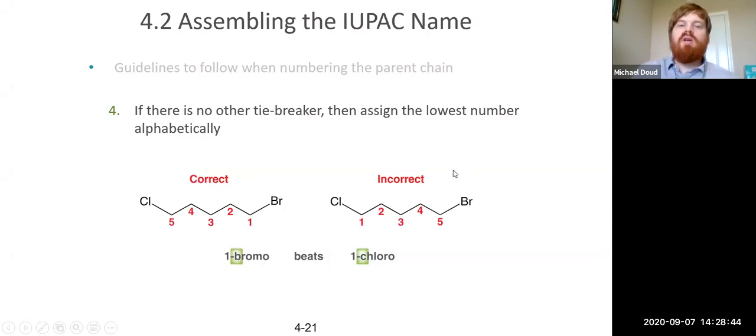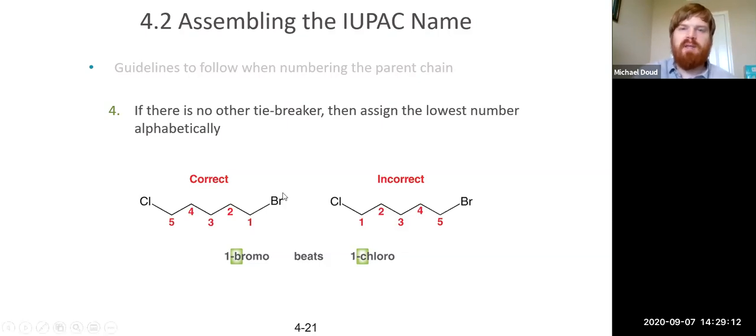Now, if there is no other tiebreaker, where none of that applies, what you're going to do is assign the lowest number alphabetically. So go on the substituent name and ask yourself which one comes first in the alphabet. I know that seems a little foolish, but you're going to have to pick something. So this is the way that we picked how to do that.